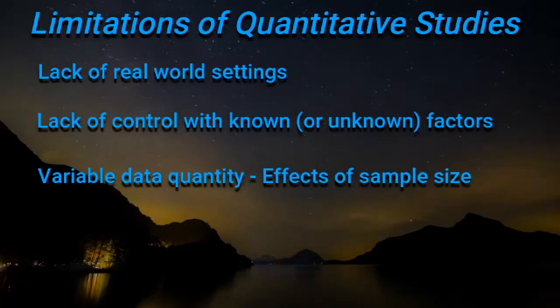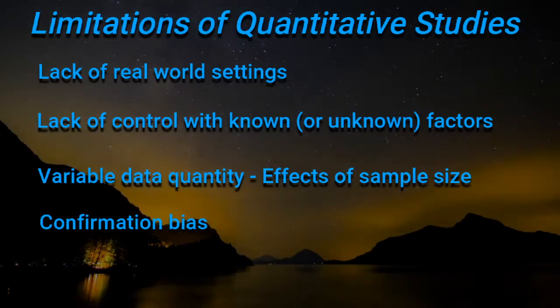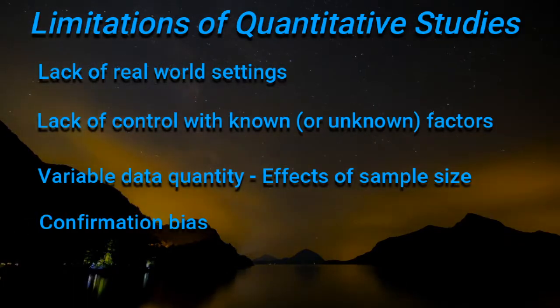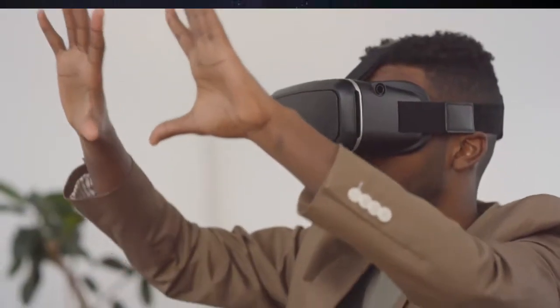Confirmation bias is another aspect to consider when you're looking at quantitative studies. This would mean the researcher misses what may actually be happening in the study and only sees the original research question that's answered.